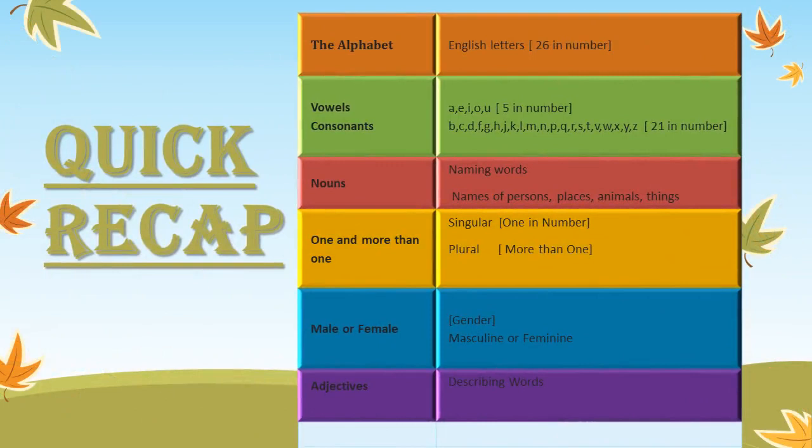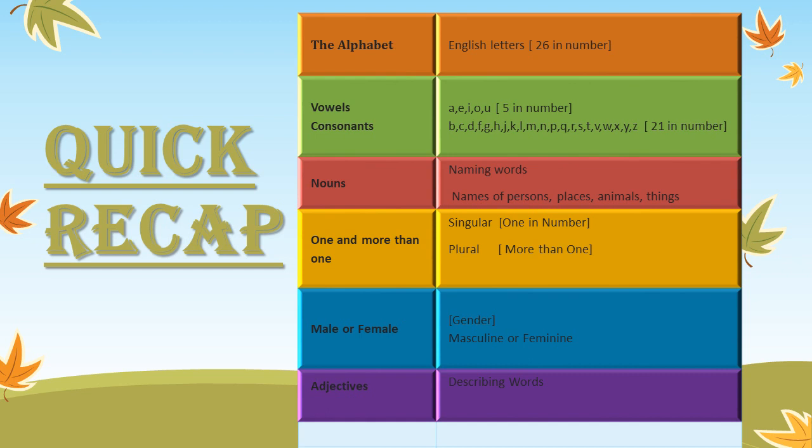Before we start learning the new topic A and The, let's have a quick recap of the chapters we have already studied till now. Lesson 1, the alphabet. English letters are 26 in number. We have 26 alphabets.